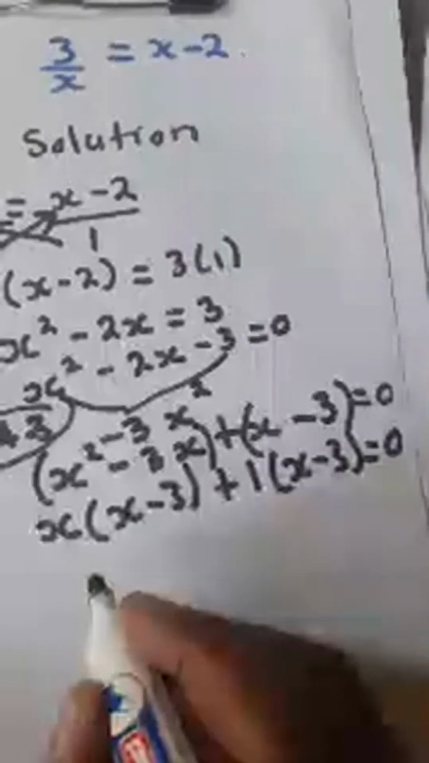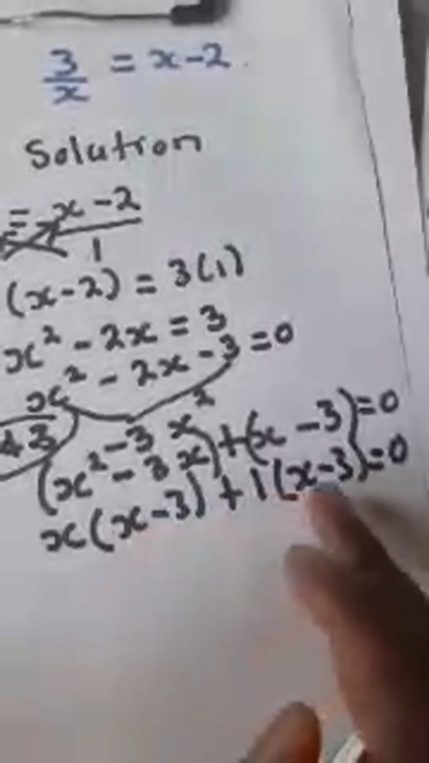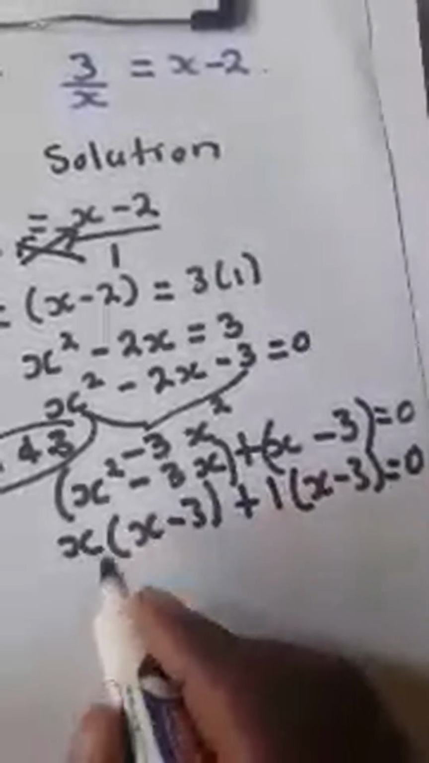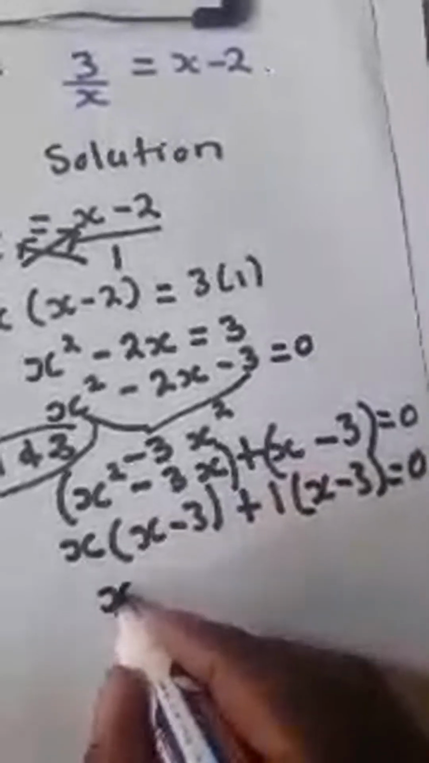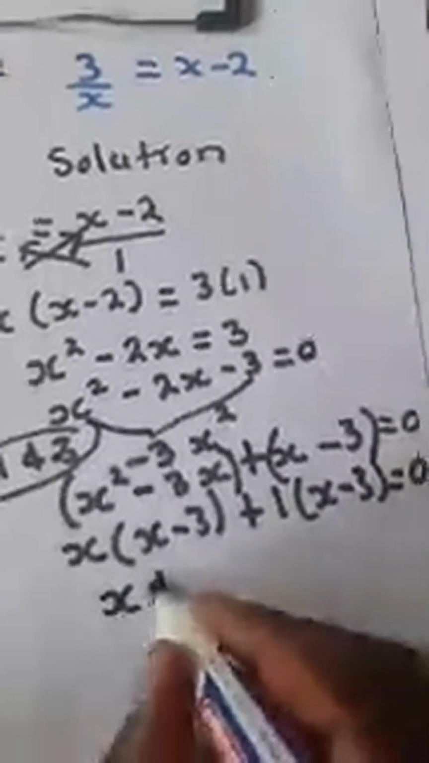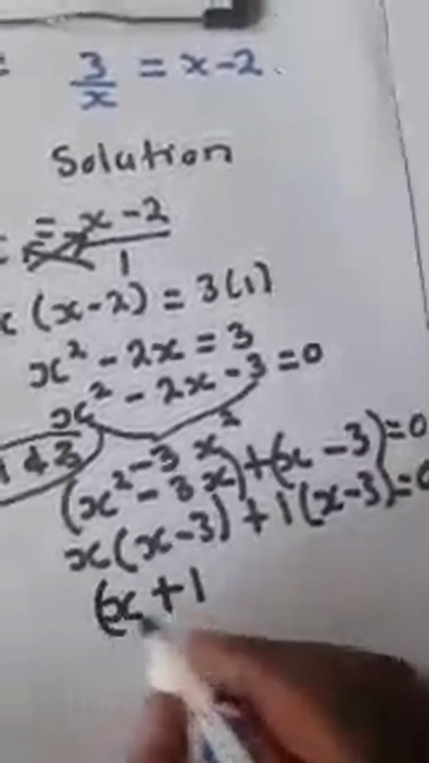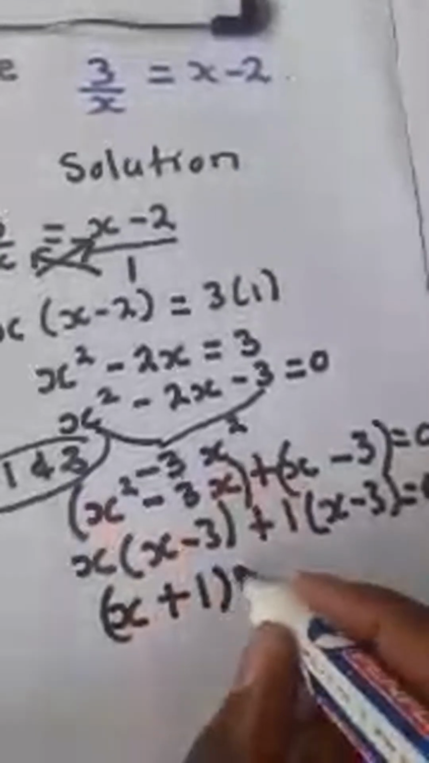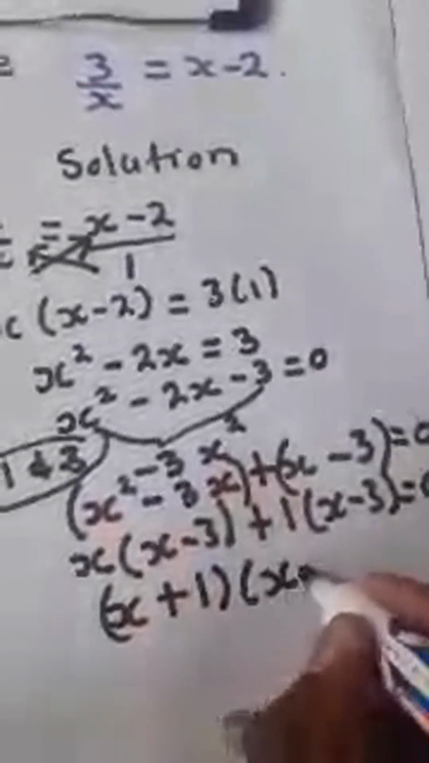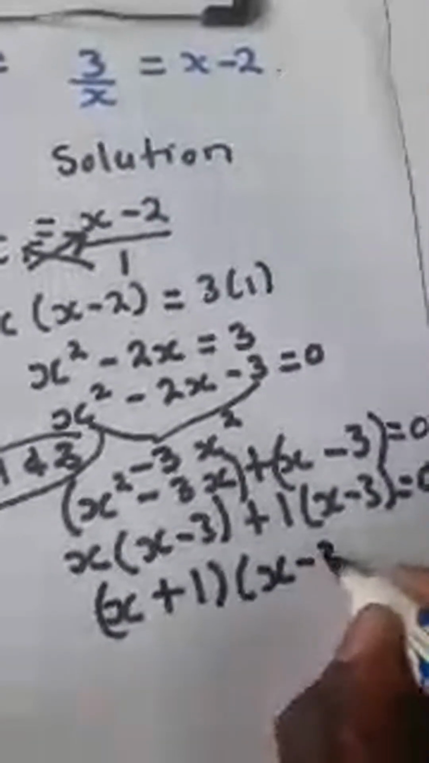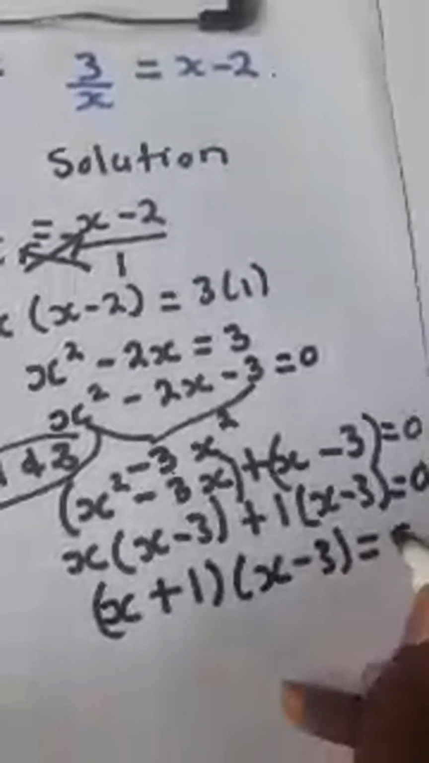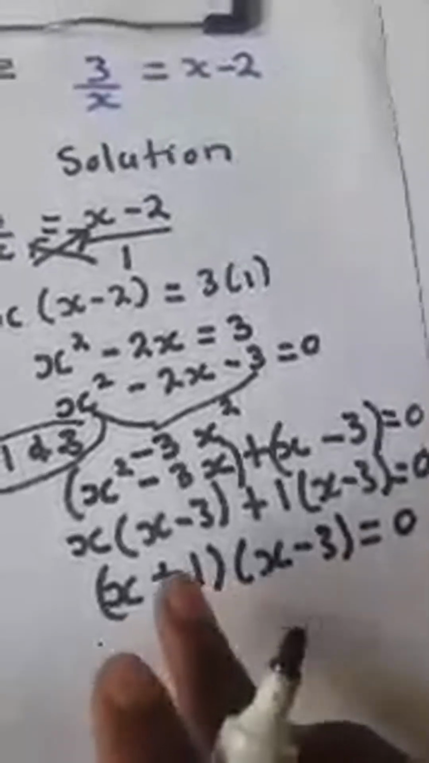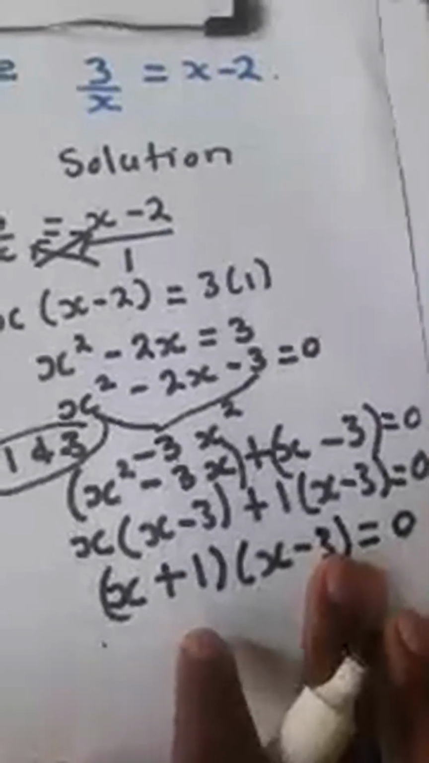Okay, are you following? As you can see, these two brackets are now the same, so we are going to take x and positive 1 here. Okay, and let's take just one of these brackets because they are the same. So we're going to take x minus 3, then is equal to 0. So we are going to get two values of x.